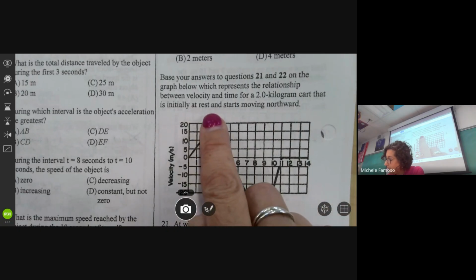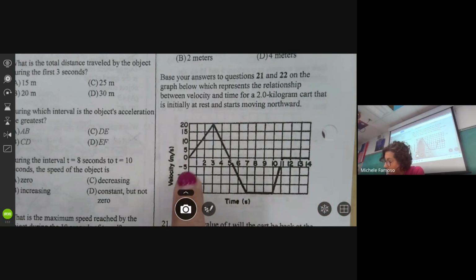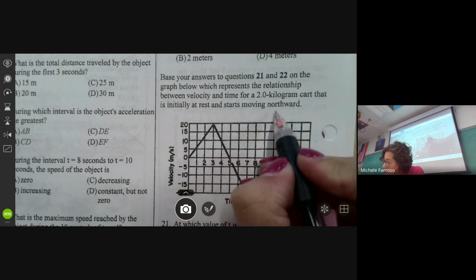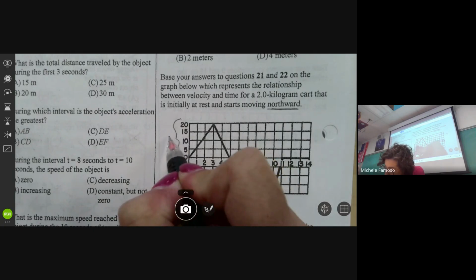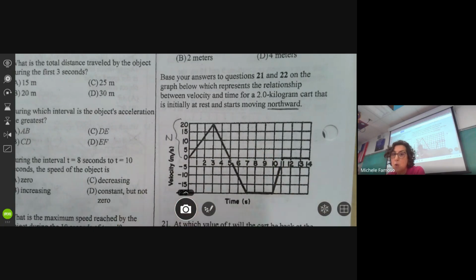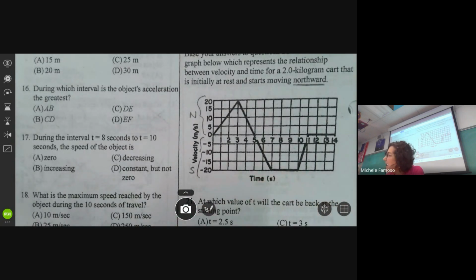Okay, it says that we have a cart here, initially at rest. We can see that because the velocity starts off at 0. But then do you see what it tells me? That we start going northward. So north is the positive direction. So everything in this quadrant would be north. And that means everything down here is south.